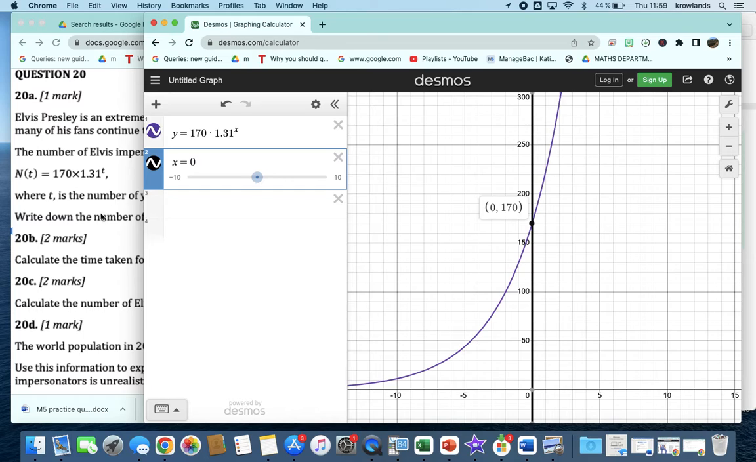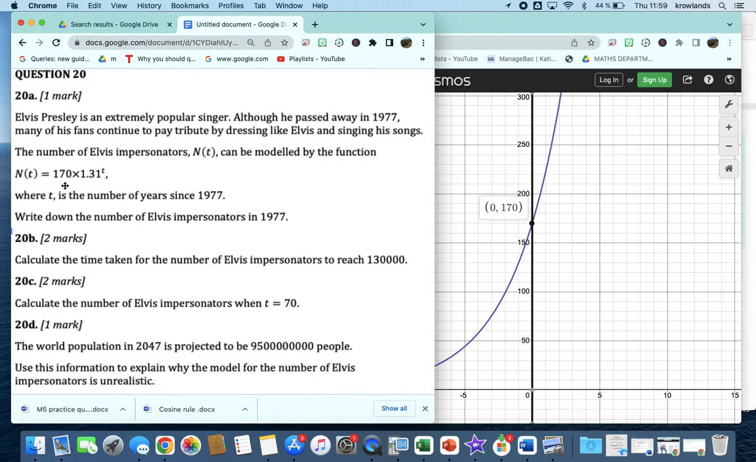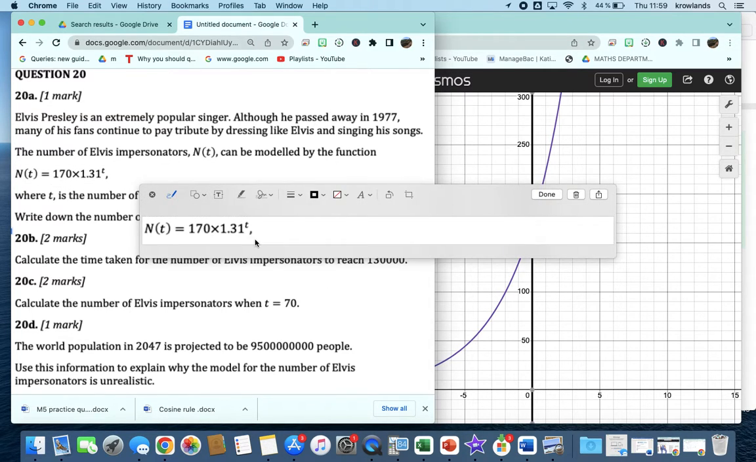There are 2 more ways you can do this. What you can do is take the equation itself and substitute t for 0. So you would write down 170 times 1.31 to the power of 0. And we know that anything to the power of 0 is going to be 1. So 170 plus 1 is 171.